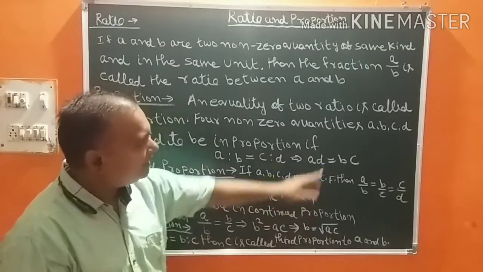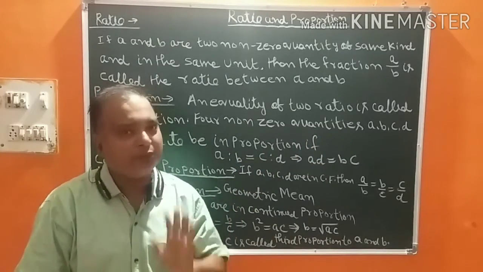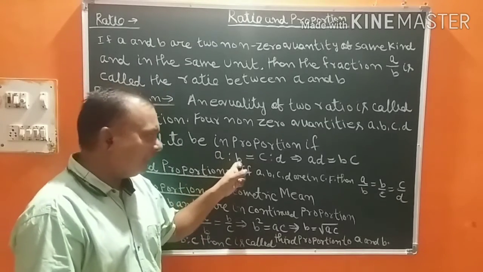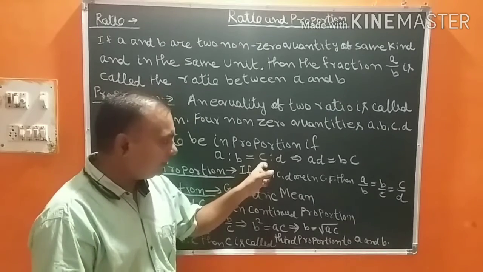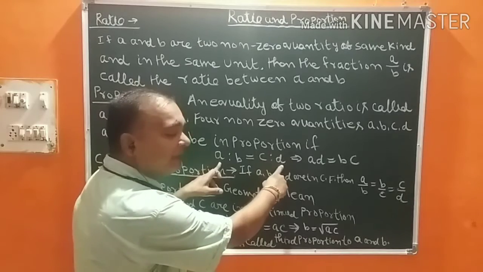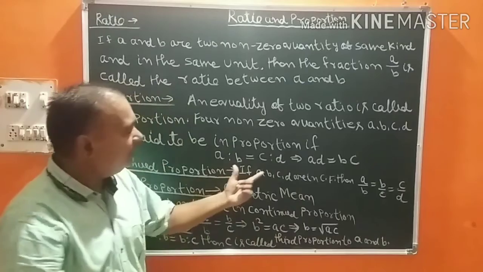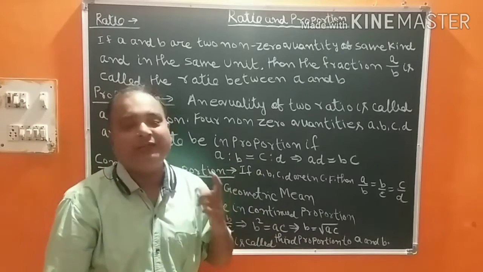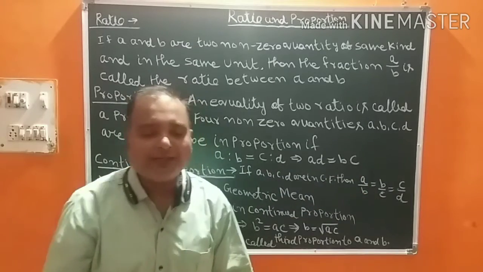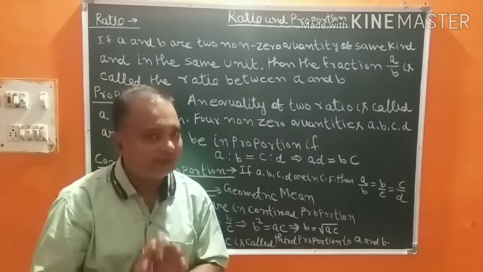So we can say these four quantities A, B, C, D will be in proportion, where A is called the first term, B is called the second term, C is called the third term, and D is called the fourth term. A and D are called extreme terms. I repeat, A and D are called extreme terms. B and C are called middle terms. So we can write AD equal to BC, meaning the product of extreme terms is equal to the product of middle terms. It is clear?